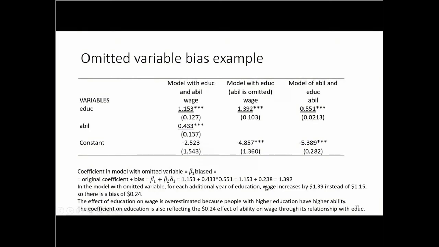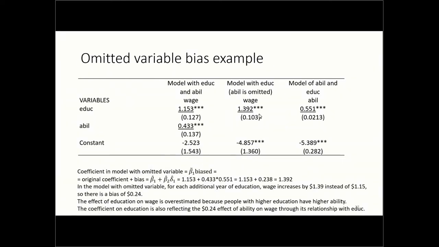So here we would have that 24 cents is the bias. So in this model with the omitted variable, we're wrongly saying that if education increases by 1 year, salary would increase by $1.39, because 24 cents of that is actually due to ability. And how does it enter? It enters through its own coefficient and its relationship with the other variable that is still in the model. And so again, this coefficient here is overstated because of the bias.